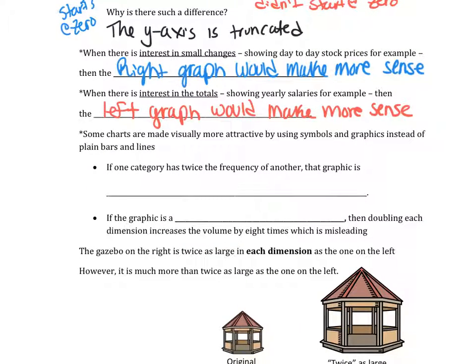Okay, so some charts and graphs, especially those in the media, are made more visually attractive by using symbols and graphics instead of like the bars and the lines to make it more appealing. So if one category has twice the frequency of another, then that graphic would be doubled in size. So twice the frequency would double in size.